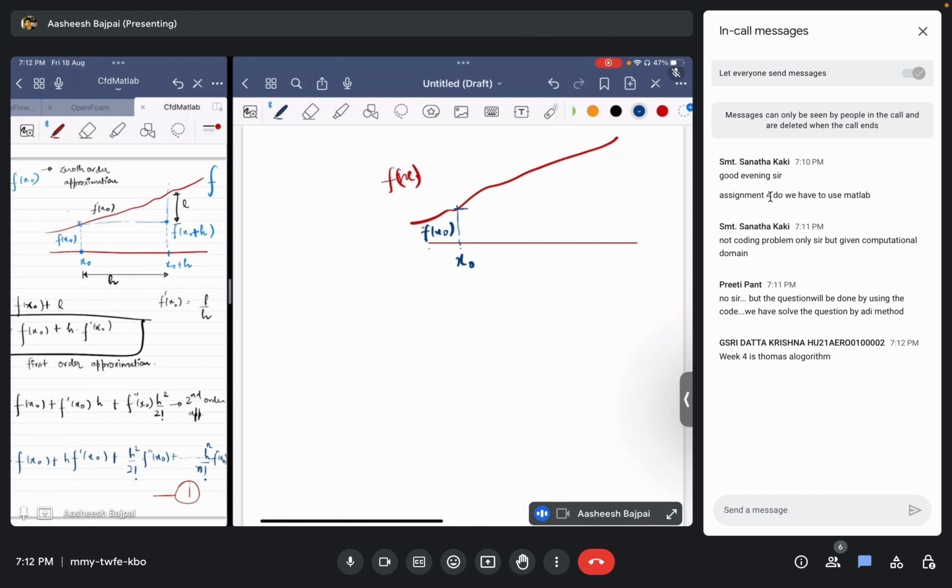The question will be done by using the code. We have to solve the question by the ADI method. Only the coding problem is solved.